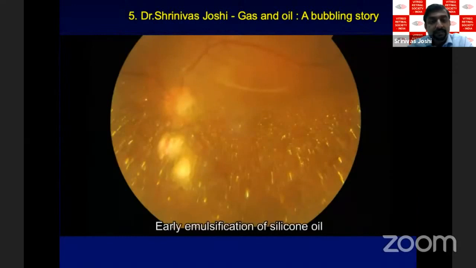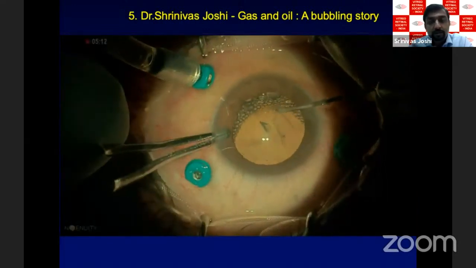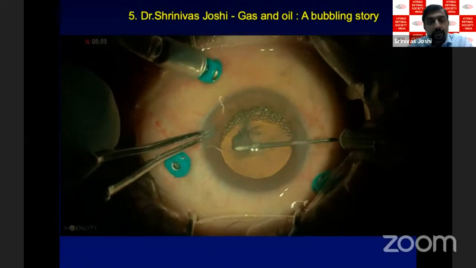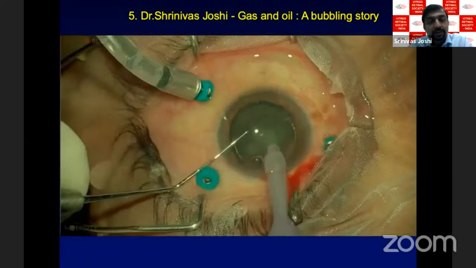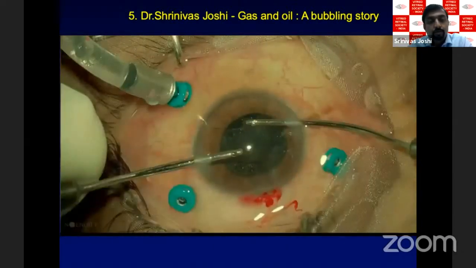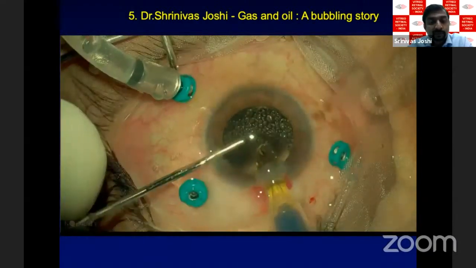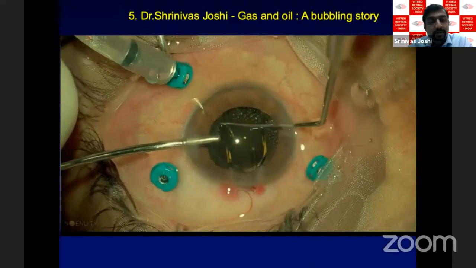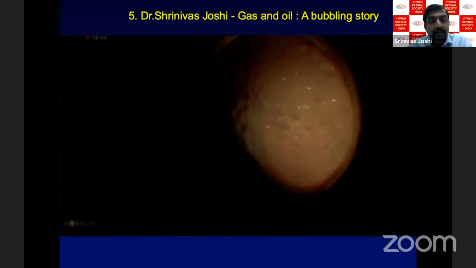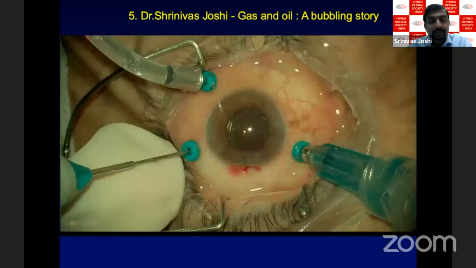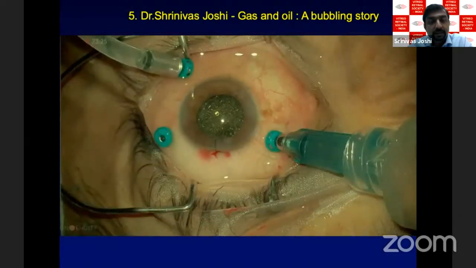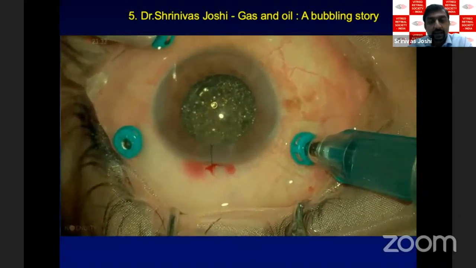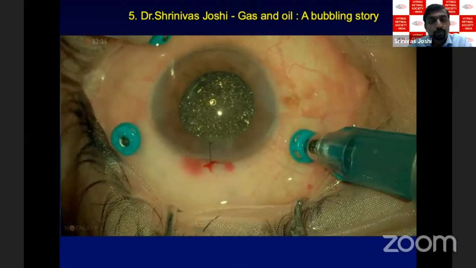Post 3 weeks, this was the picture where the oil also started bubbling. And it was early emulsification of the oil along with the cataract. So I had to do a combined phacoemulsification. Direct chop technique is my favorite. And then I put a foldable intraocular lens in the bag. And now you can see these multiple crystal-like silicone oil bubbles appearing. And then I did silicone oil removal.